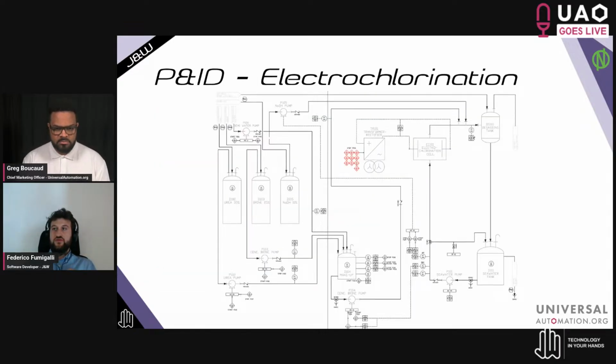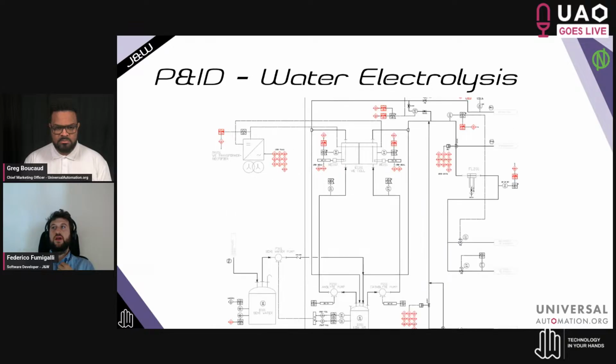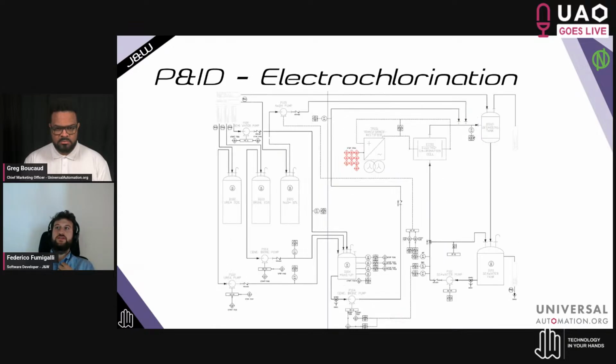Here, I wanted to show you a bit of the P&ID and of the process that we received from them. So we have this electrochlorination section and the water electrolysis. In both cases, at the center we have this cell, which we have to control through rectifiers, actually.